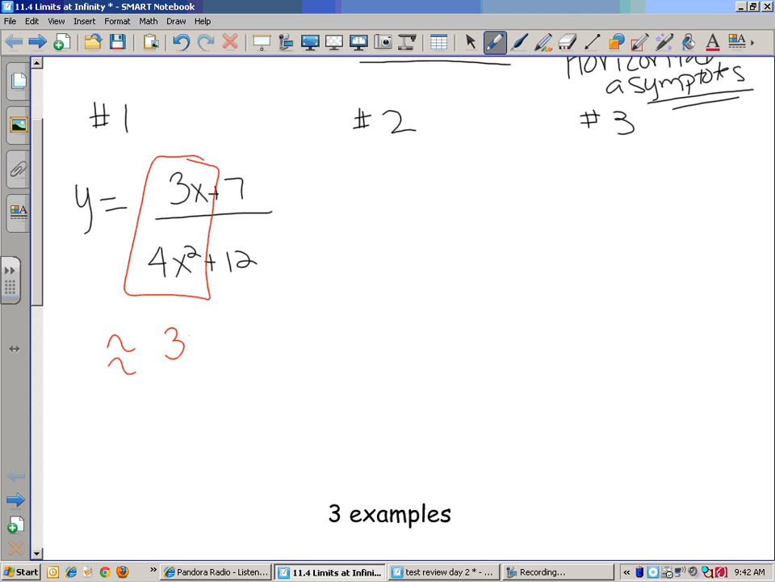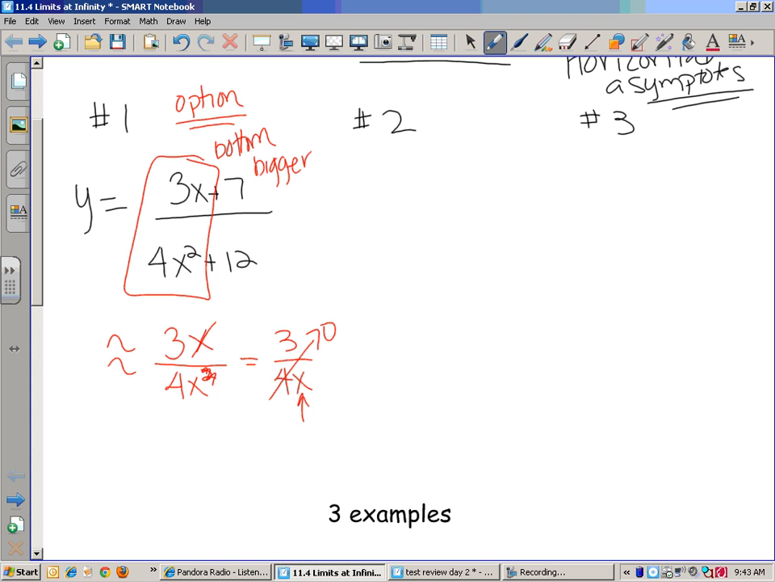So then we said, well, this is really like 3x over 4x squared. And then we simplified. And we said, okay, what happens if I let this number right here go super, super big? Okay, and then we said, well, this is going to go to 0. So option 1 was bottom bigger. And if the bottom was bigger, we said we had a horizontal asymptote at y equals 0. Okay, so that's option 1. Option 2 looked like this.